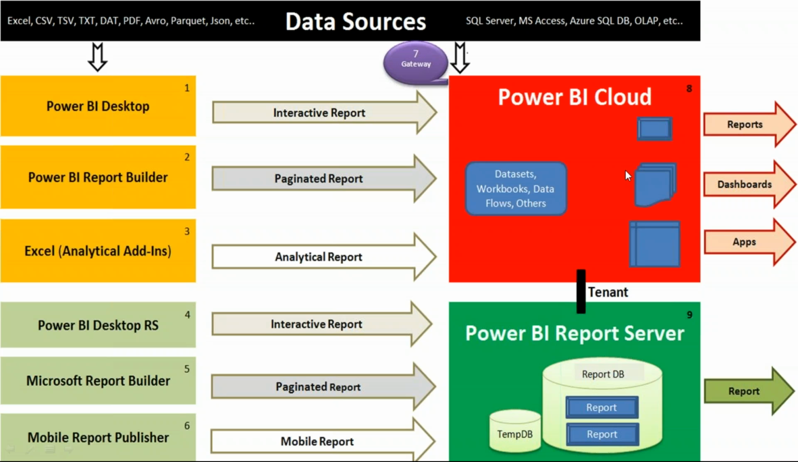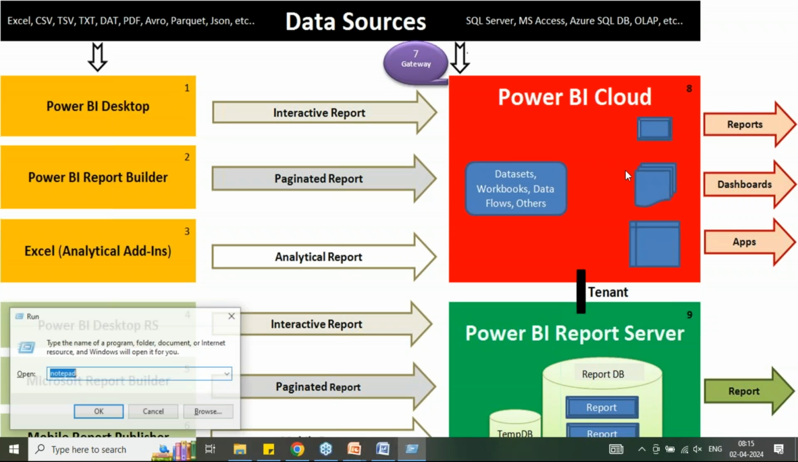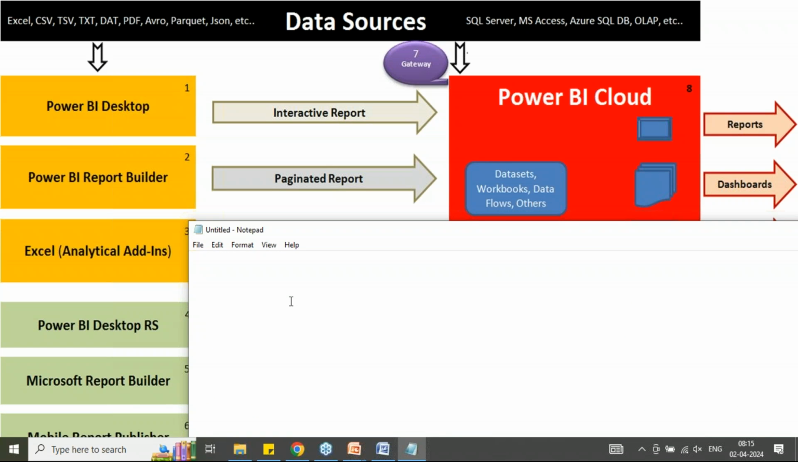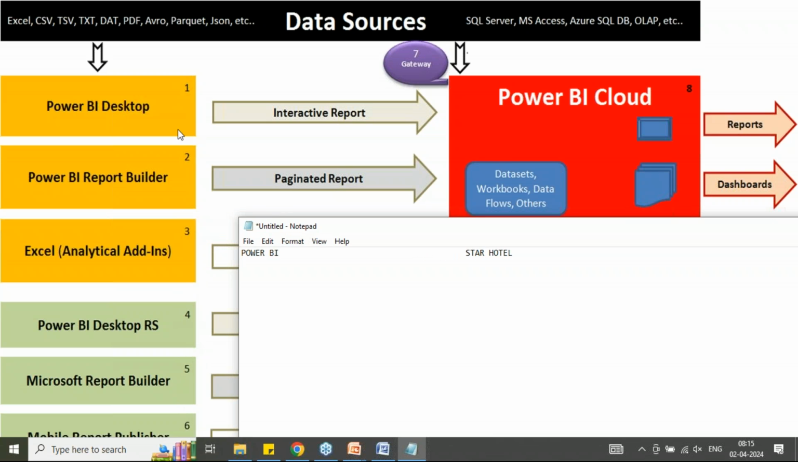We all go to a star hotel. So Power BI is our star hotel, say some star hotel like Taj, whatever. Now we see in this star hotel different kitchen areas, right?